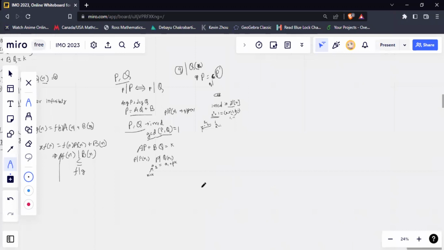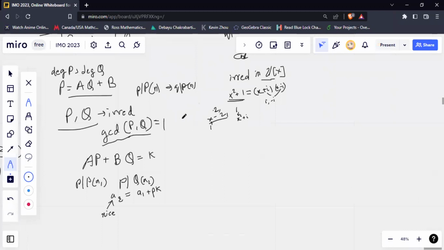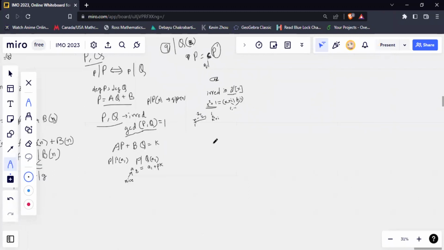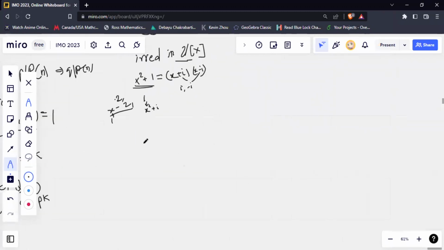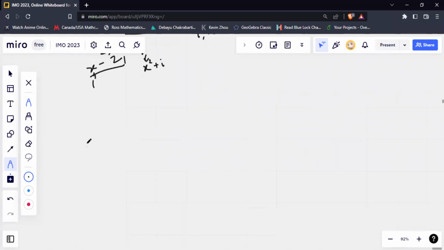What if we modify the question? Let's ask another question which is related. Say for all sufficiently large n, f of n and g of n have the same prime set.